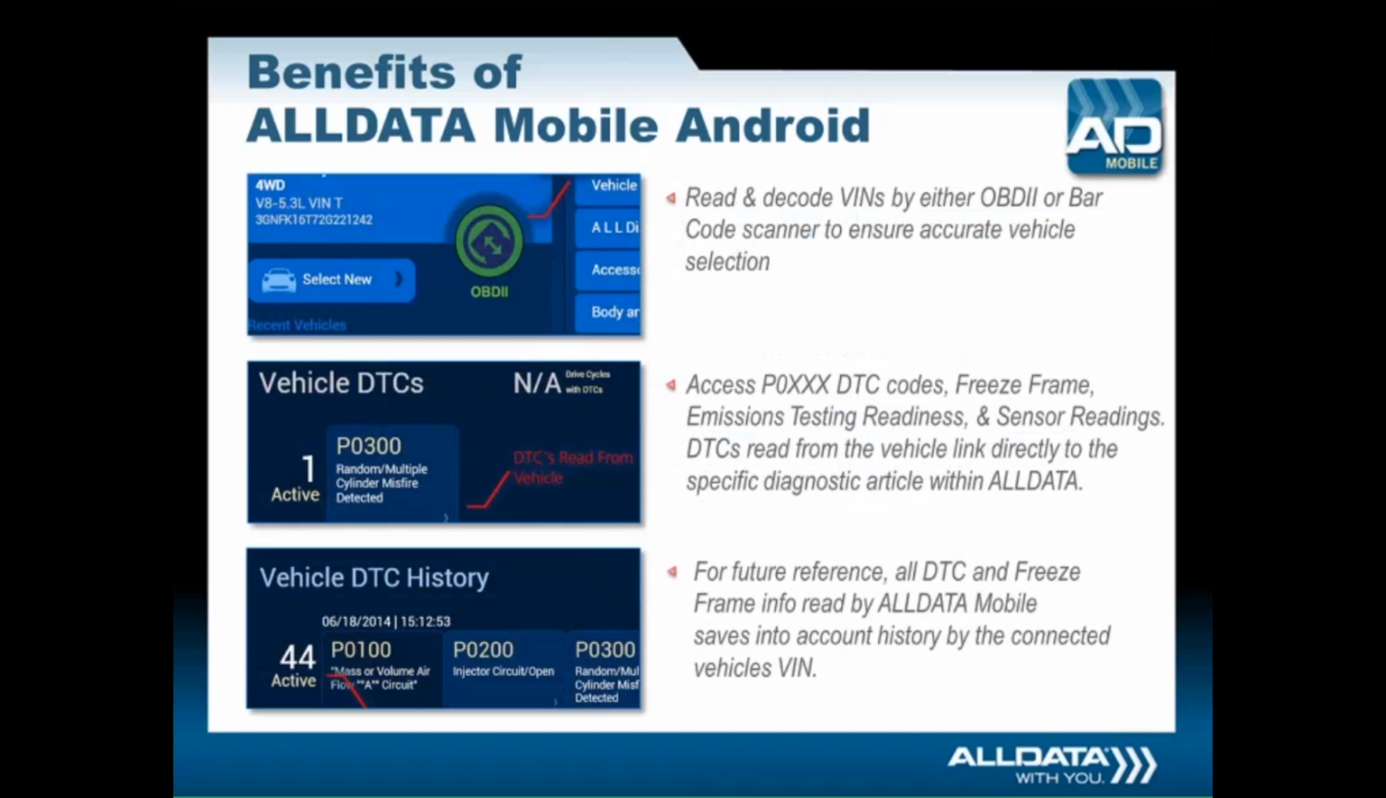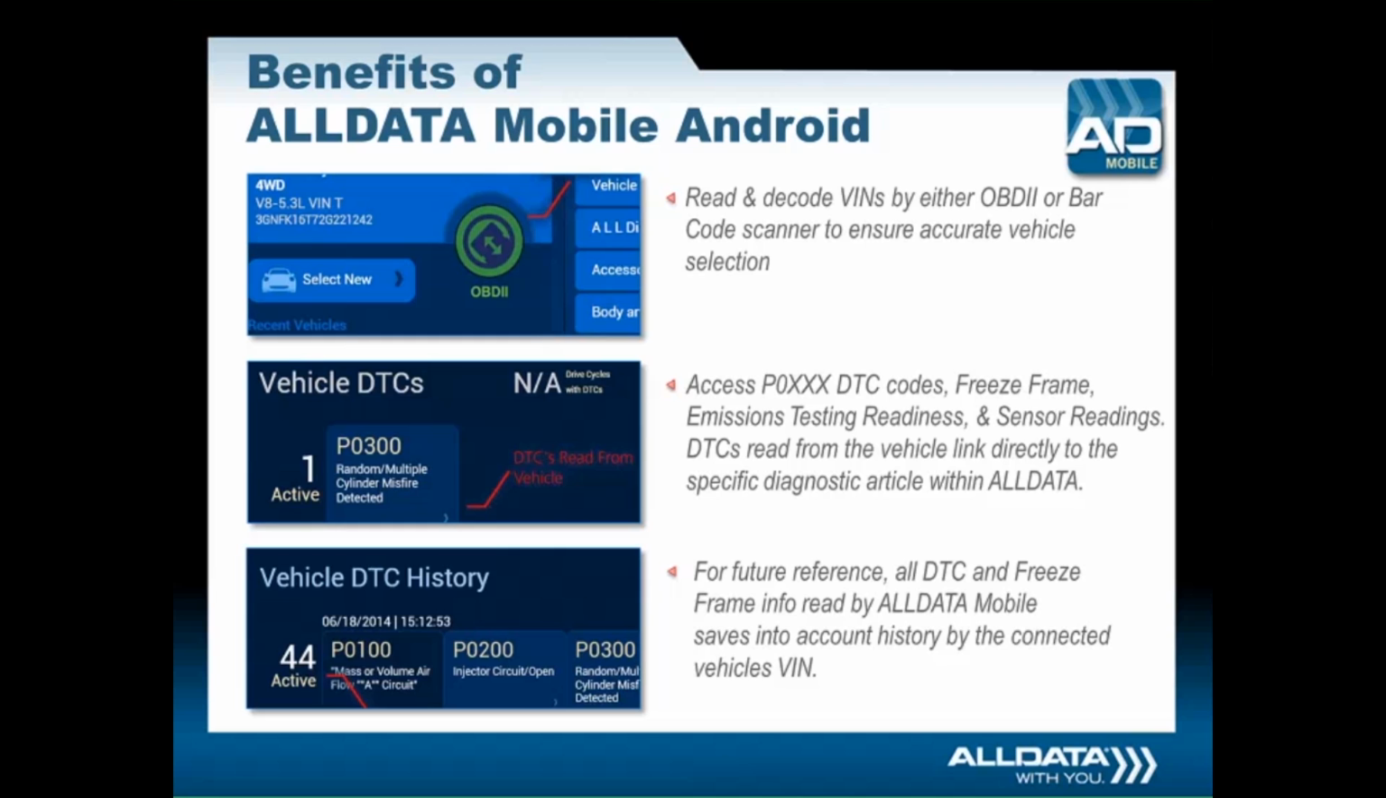And one of the great features with the ability to read the P0 codes now is, as you're reading codes directly from the vehicle, we query the ALLDATA database, and if there's a diagnostic article specifically for that P0 code, we link directly to it. In that second image to the left, that P0300 code, you notice it's a lighter shade of blue. That means there's an article available. All you have to do is click it, and it goes right into the article.